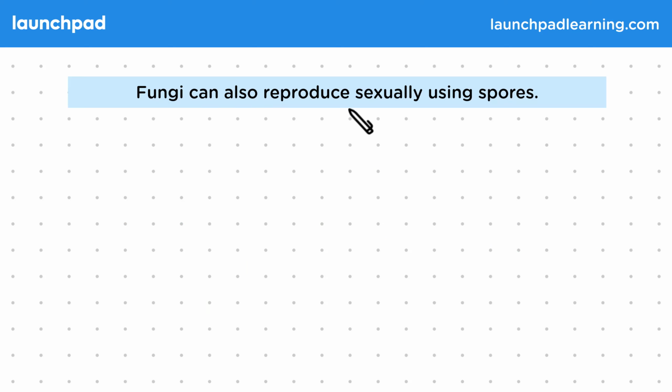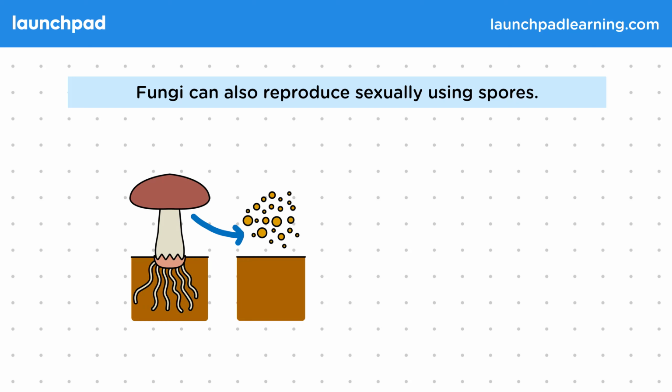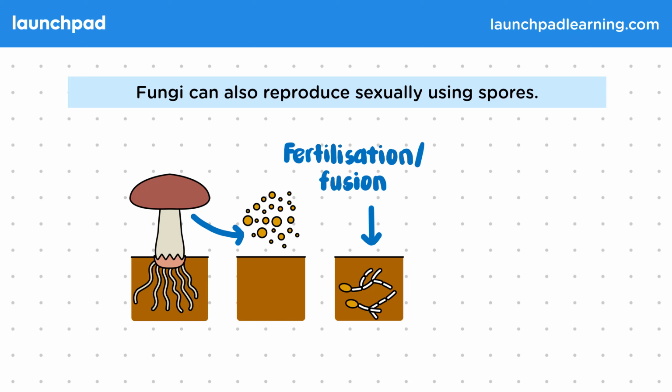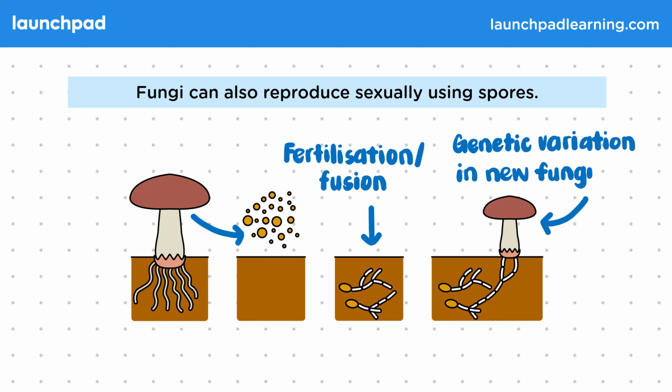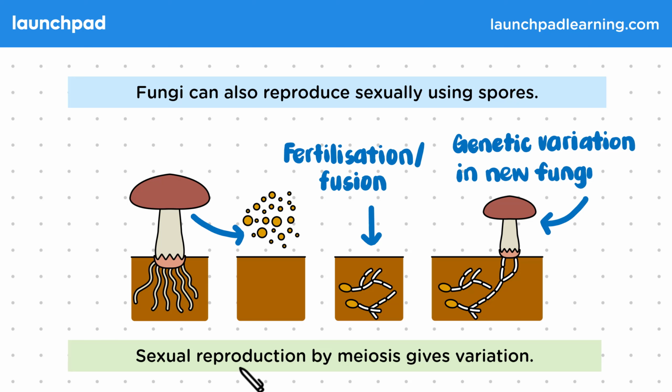Fungi can also reproduce sexually using spores. These spores can fuse and undergo meiosis, which provides genetic variation in the new mushroom. The new spores produced will also be genetically different. Sexual reproduction by meiosis gives variation.